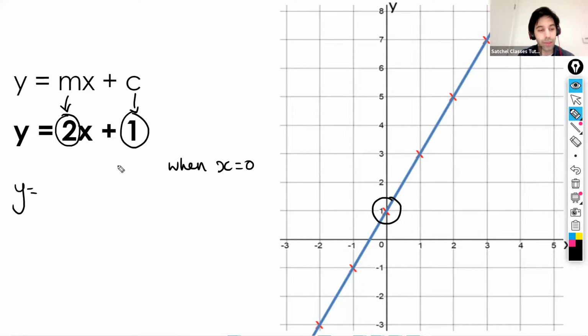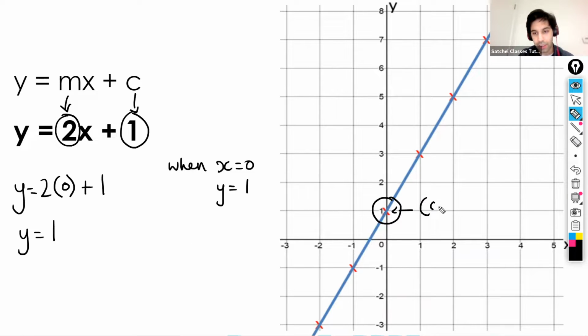If this is the equation of our line, 2 times 0, I'm substituting 0 instead of x, plus 1 is going to be equal to y. That will give us our y value. So y is equal to 2 times 0, which is 0, plus 1 is 1. So when x is 0, y is going to be equal to 1. And we can see here, this coordinate over here is (0, 1). Our x value at this point is 0, our y value is 1, and this is the point at which our line intersects the y-axis.